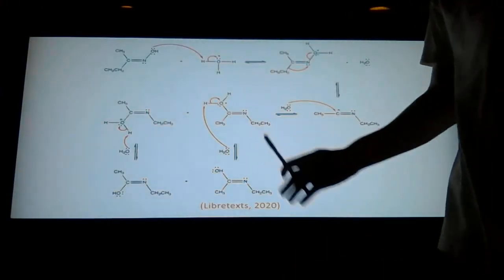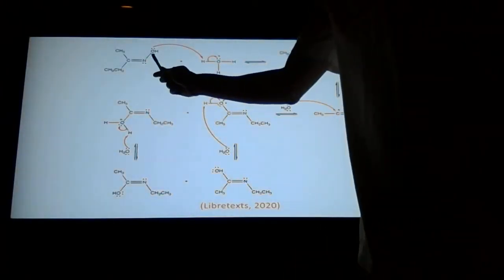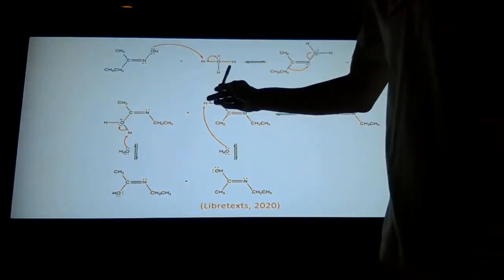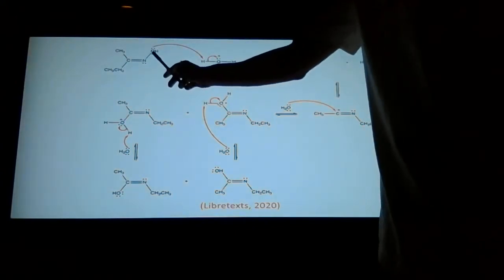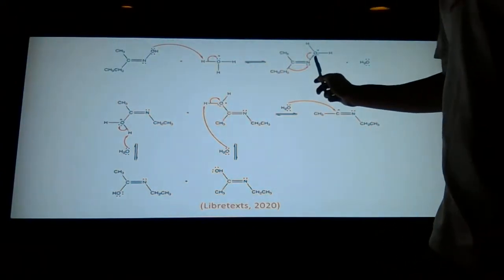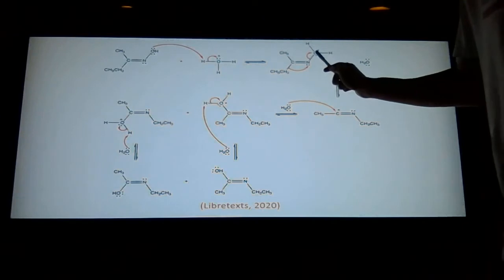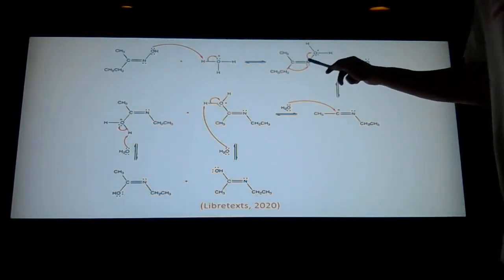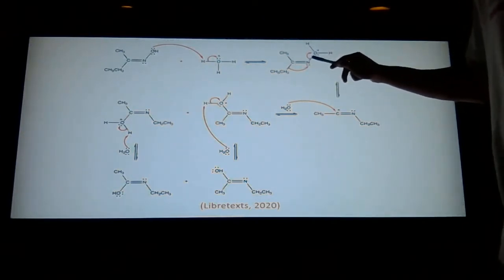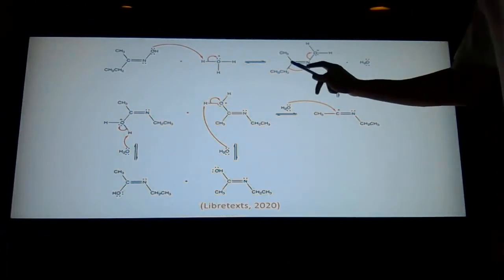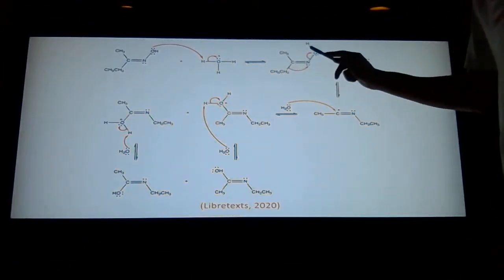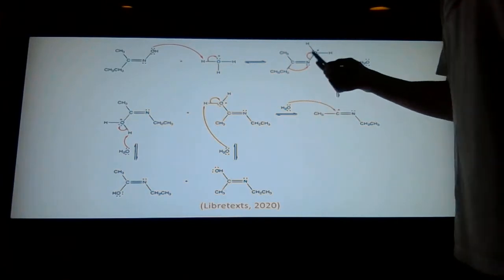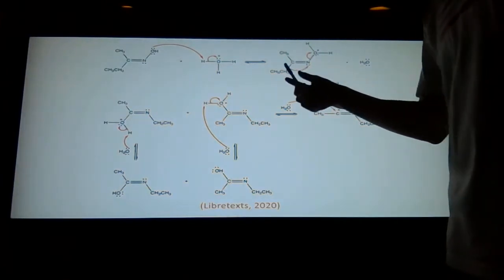So here's the mechanism. We have an oxygen attacking a hydrogen from a hydronium ion, resulting in a neutral water and a positively charged oxygen here. And then the positively charged oxygen leaves as a water because it takes the electrons from the nitrogen here. And that results in the electrons from the carbon here moving over to the positively charged nitrogen because it needs them more than the carbon does.